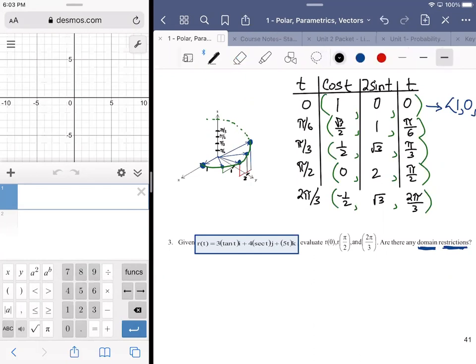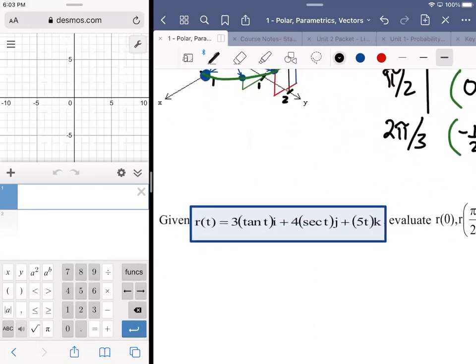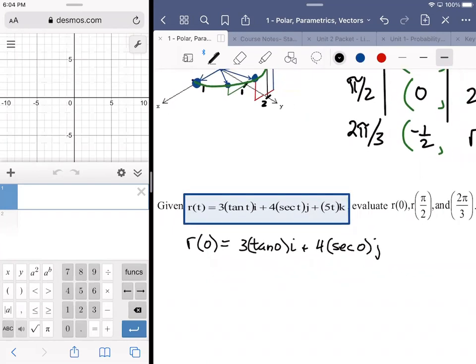So we're asked to find r of 0. So r of 0, as a first part of the problem, would be equal to 3 tangent of 0 i plus 4 secant 0 j plus 5 times 0 k.